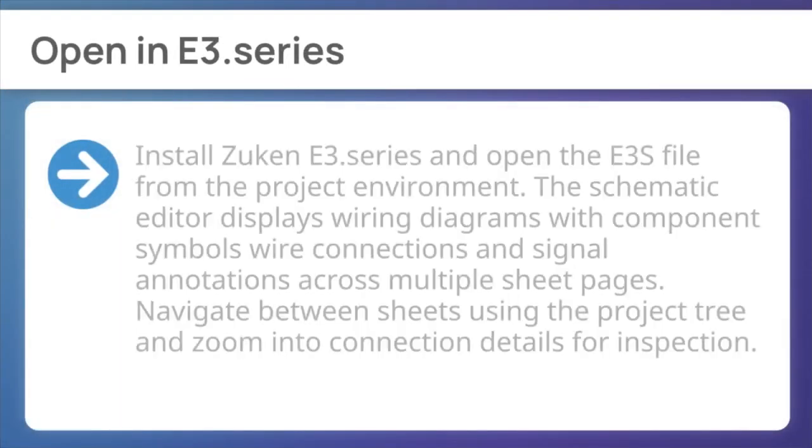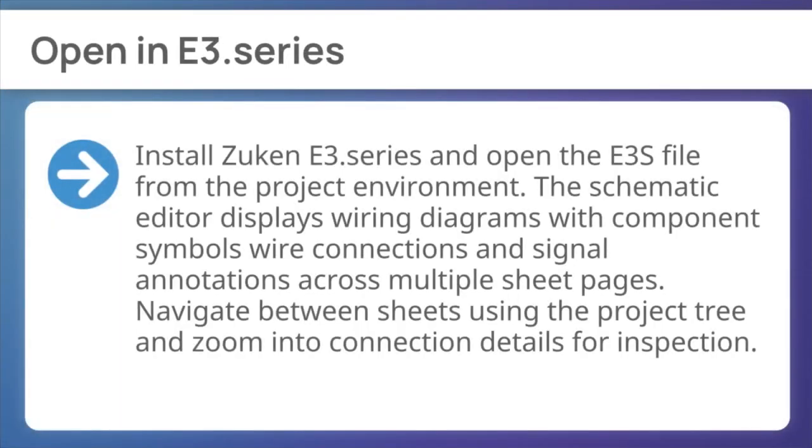First, open in E3.series. Install Zuken E3.series, and open the E3S file from the project environment. The schematic editor displays wiring diagrams with component symbols, wire connections, and signal annotations across multiple sheet pages. Navigate between sheets using the project tree and zoom into connection details for inspection.